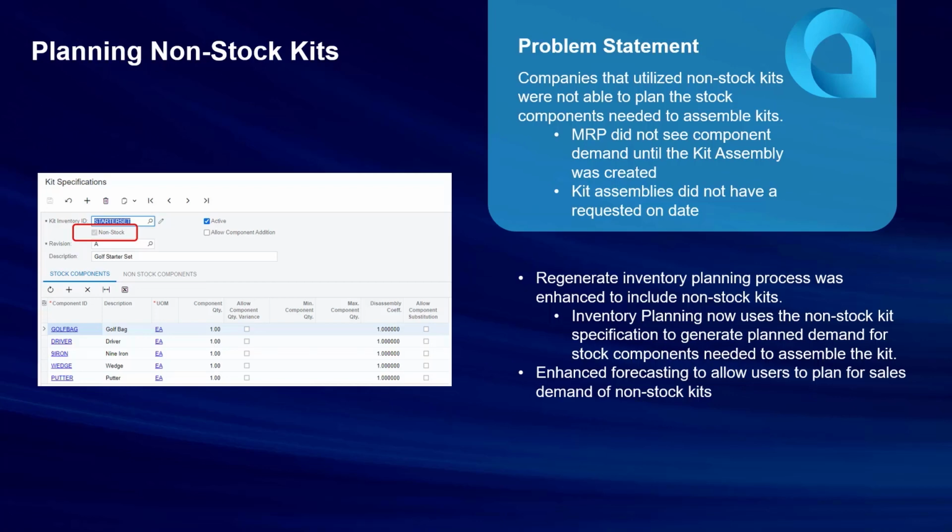So, when a non-stock kit was added to a sales order, the user was not alerted to the demand placed on the stock components that needed to ship on the sales order line until the shipping department attempted to ship it. Only at that point would they find out if they had enough inventory or not enough inventory to ship the non-stock kit. In addition, users were unable to leverage the sales forecast functionality with MRP and DRP to plan for non-stock kit sales demand.